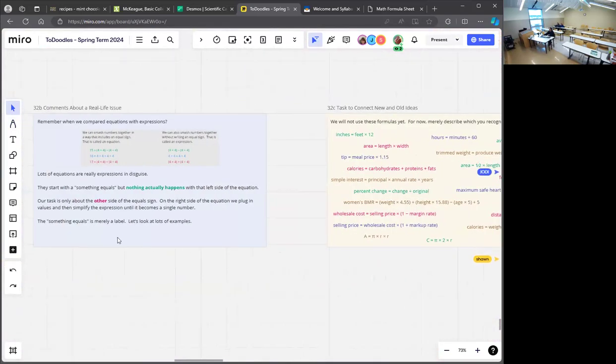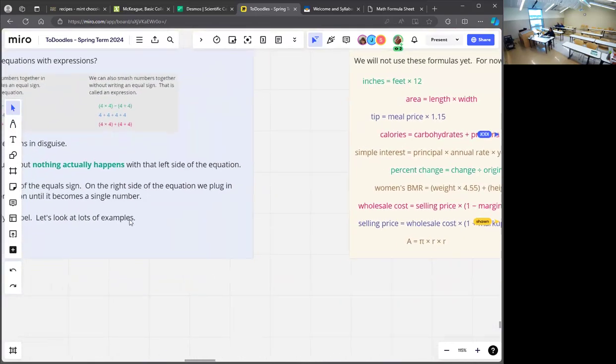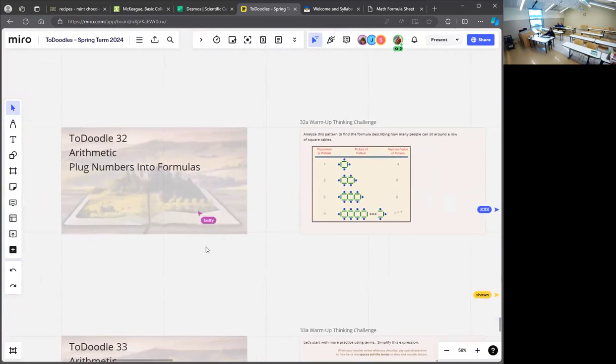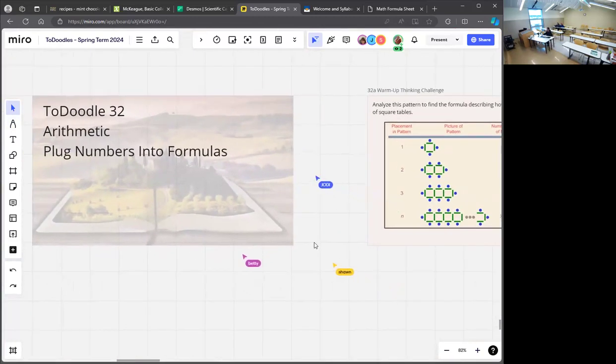Okay, now we can really do what we meant to do, which is talk about formulas and how to use formulas, because formulas happen all the time, even on the GED. And everyone likes plugging numbers into formulas.